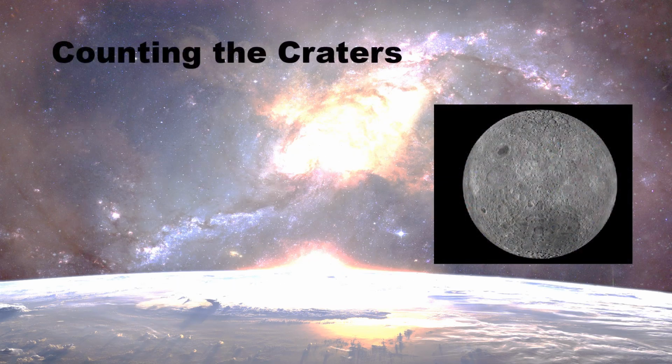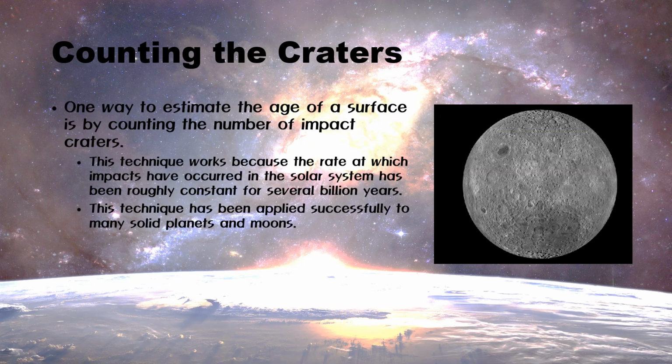So, let's look at a planet that might not be as geologically active, or maybe another body, such as the moon. Well, how can we determine the age? Well, the first way we can do this is starting by counting the craters. So one way to estimate the age of a surface is to count the number of impact craters.